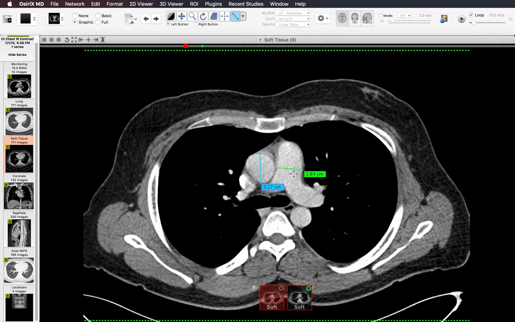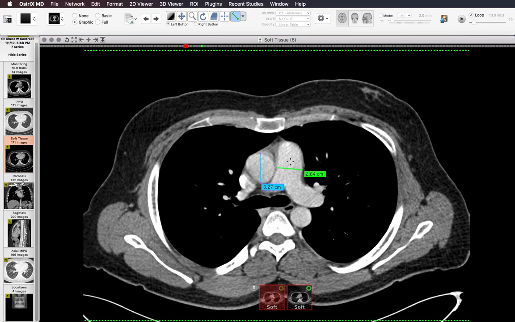So you should follow your own institutional guidelines regarding the threshold limits for the pulmonary artery and the aorta, but I use about 30 millimeters for the pulmonary artery and 40 millimeters for the aorta. But you should poll your attendings and see what numbers they use to determine whether or not these vessels are enlarged.